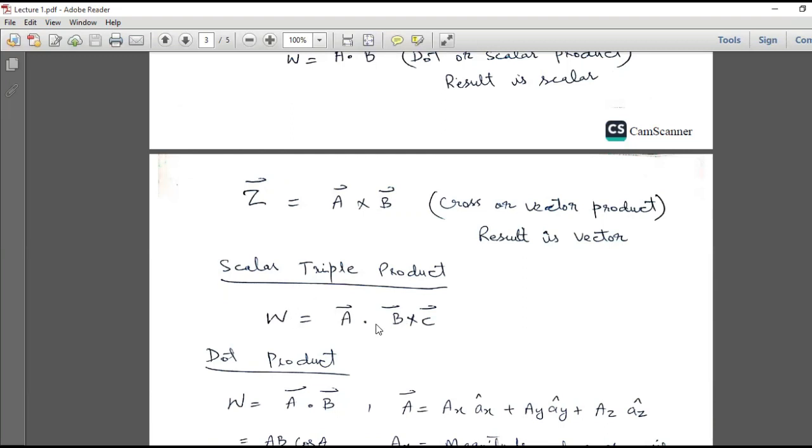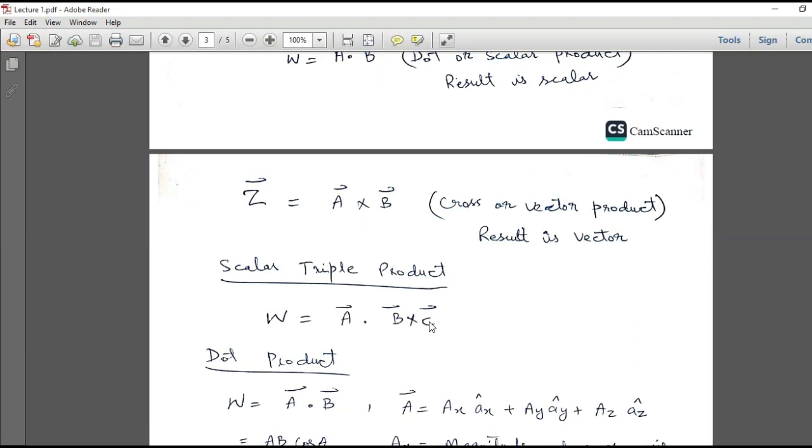So in a scalar triple product, there is no need to specify the bracket over here because it is understood that first the cross product will be evaluated, then the dot product of the resultant vector with A will be evaluated. We cannot perform the dot product first and then the cross product, because if we perform the dot product first, the result will be a scalar quantity, and that scalar quantity cannot be used to get a cross product with a vector quantity, so that is meaningless.